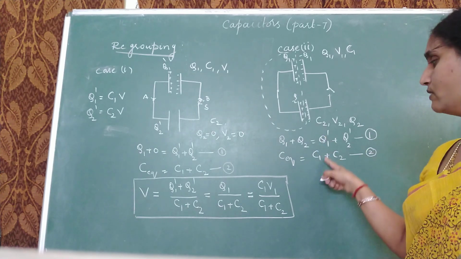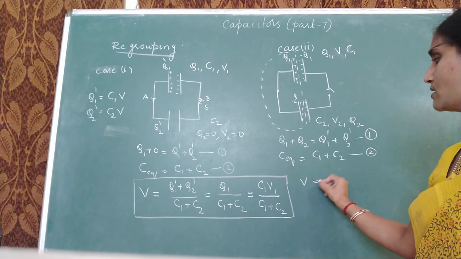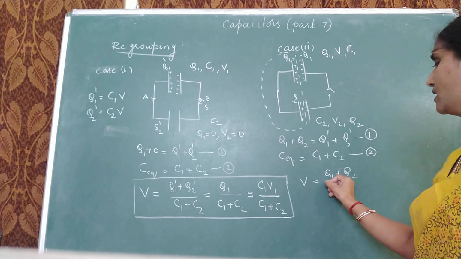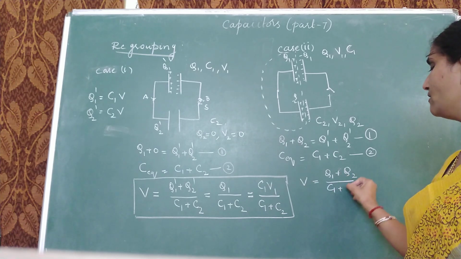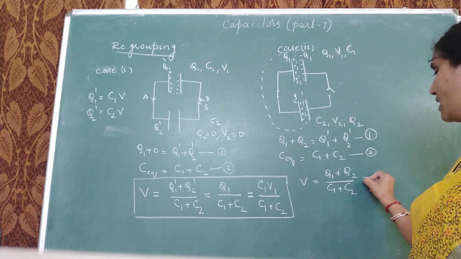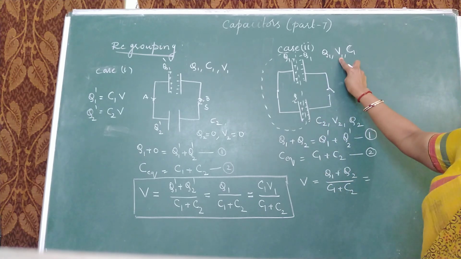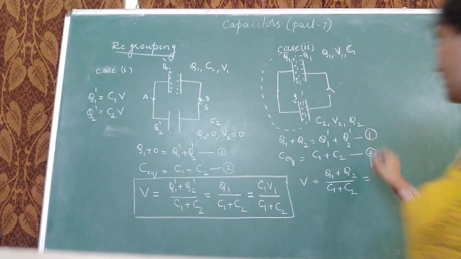So divide these two, we will get the common potential. What is the common potential now? Q1 plus Q2 divided by C1 plus C2. And you can replace this Q1 and Q2. Can I write Q1 as C1 V1 and Q2 as C2 V2.